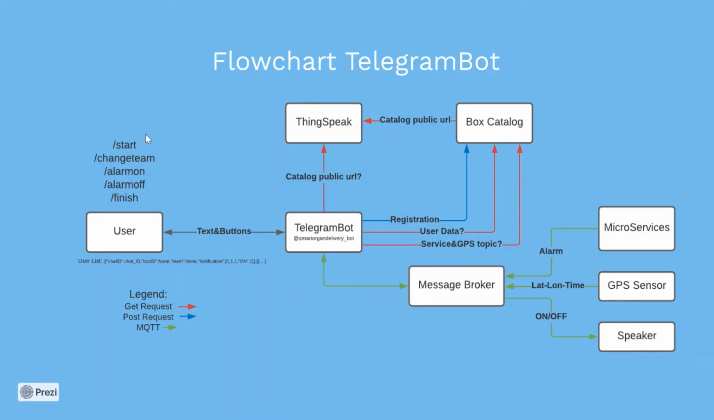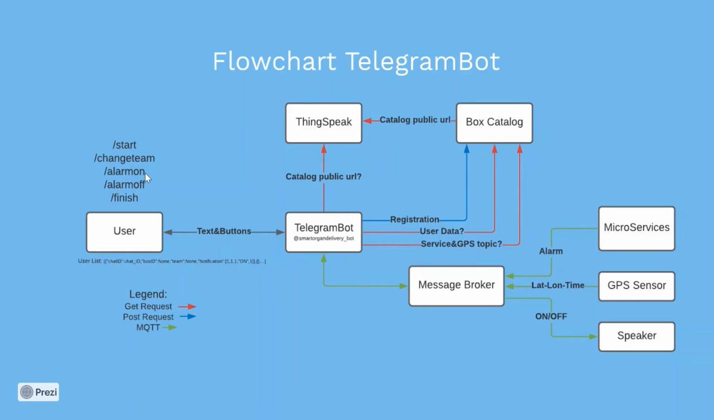The start command allows to insert username and password. If both of them are correct, the user list will be updated. The user list keeps track of all users who are communicating with the bot. The change team command allows to switch from transport to surgical team or vice versa.